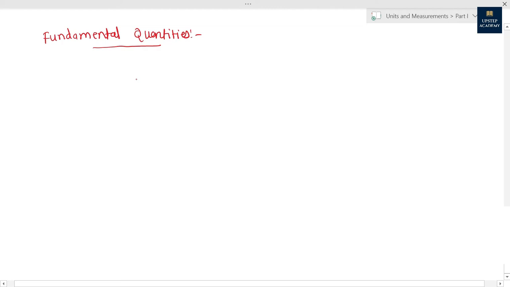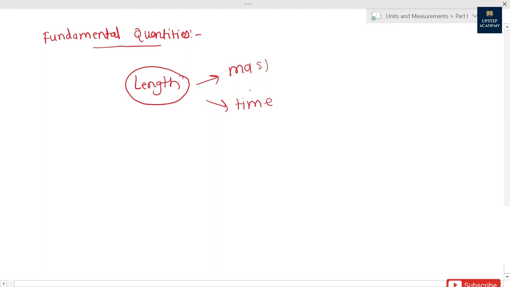For an instance, take length. Okay, to measure length, do we need another physical quantity like mass or time? The answer to this question is no. Because of that, length is called a fundamental physical quantity. Simply I can say length is independent of any other physical quantity to measure itself or to express itself. So that is why length is a fundamental physical quantity.